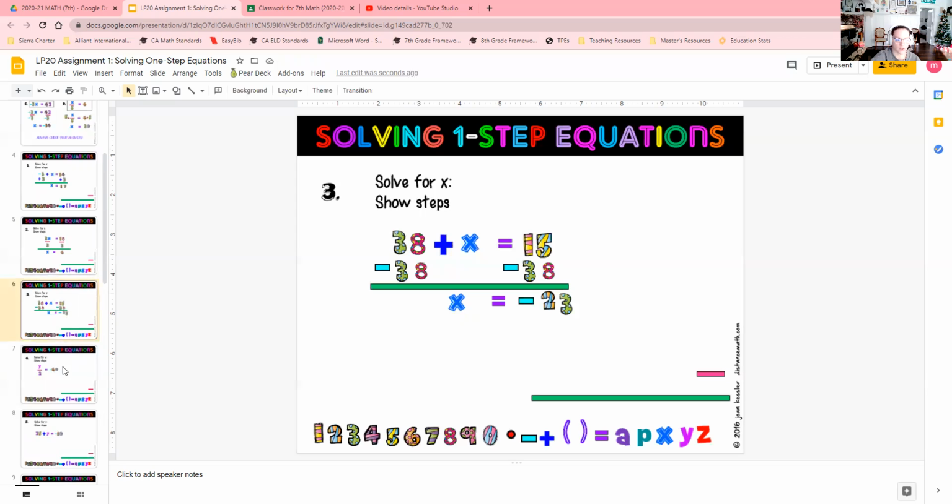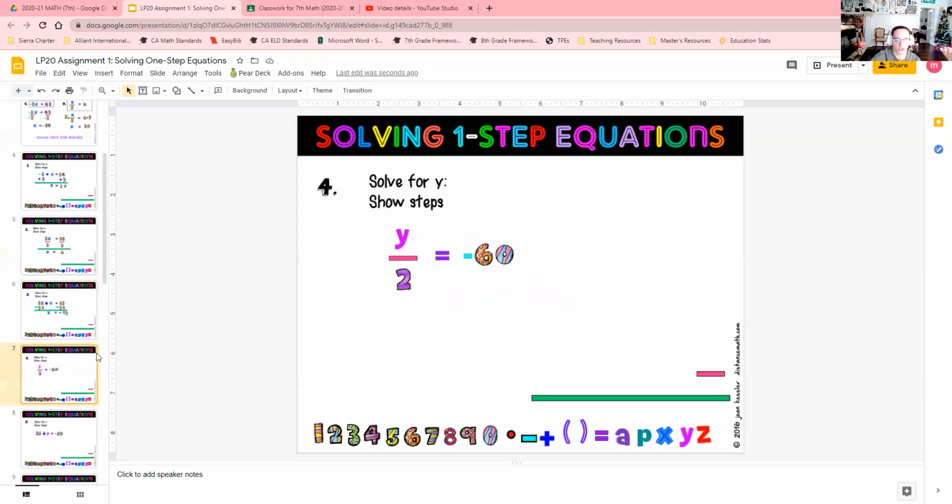It is organized. We're going to look at one more just so you can see one example of each type of problem. This is a division problem. It says y divided by 2 equals negative 60. So we want to cancel out this division. We're going to do the opposite. We're going to multiply. So we're going to use this little dot down here for multiplication. We're going to multiply on both sides. We want the 2 to go away. So we're going to multiply both sides by our 2.